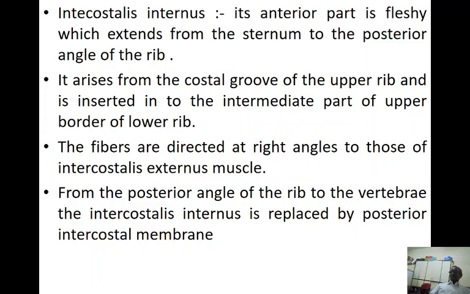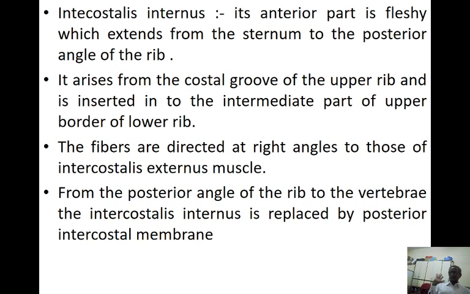Intercostalis internus, its anterior part is fleshy, which extends from the sternum to the posterior angle of the rib. It arises from the costal groove of the upper rib and is inserted into the intermediate part of the upper border of the lower rib. The fibers are directed at right angles to those of the intercostalis externus muscle. From the posterior angle of the rib to the vertebra, the intercostalis internus is replaced by the posterior intercostal membrane.